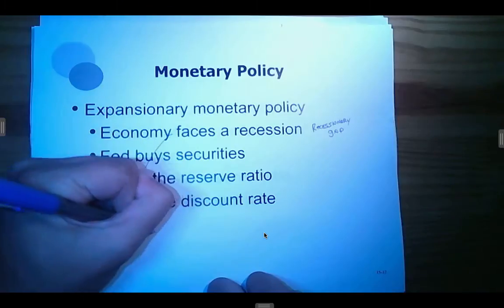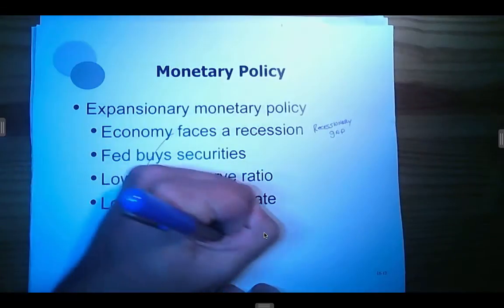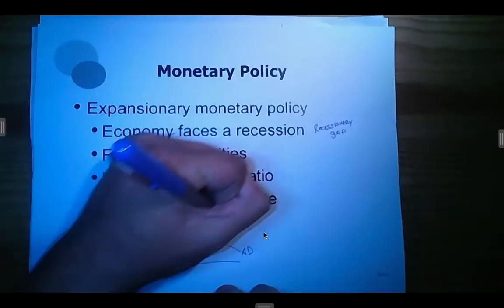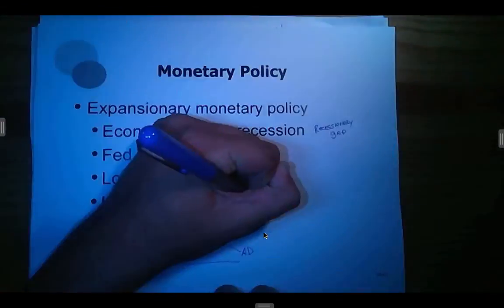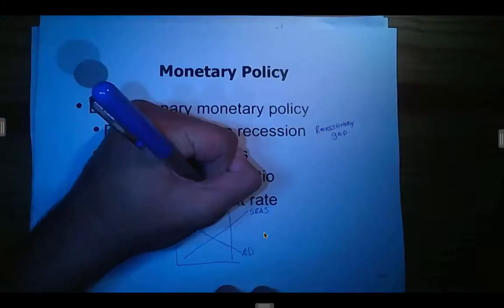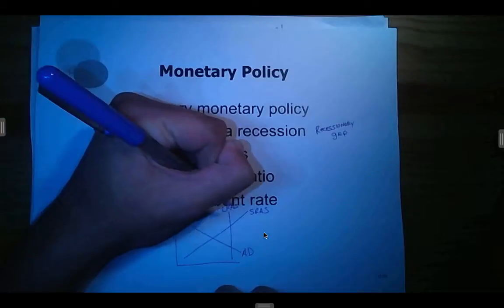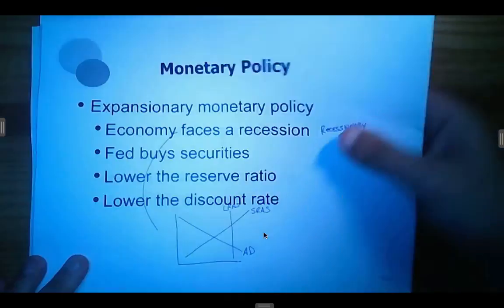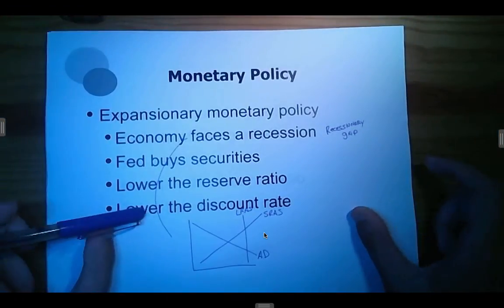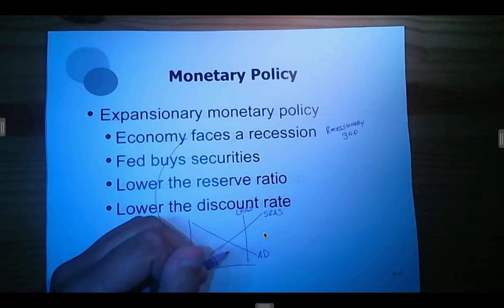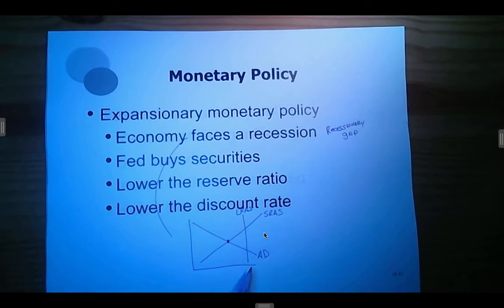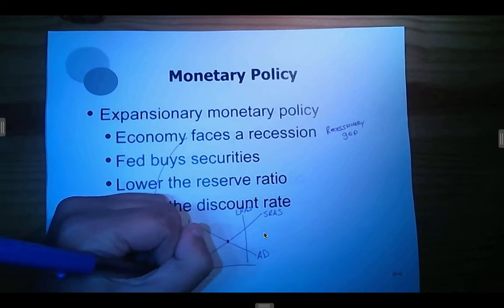Which means that you would use it because your short run equilibrium is to the left of your long run equilibrium. That's why you would use it. This is again called a recessionary gap.